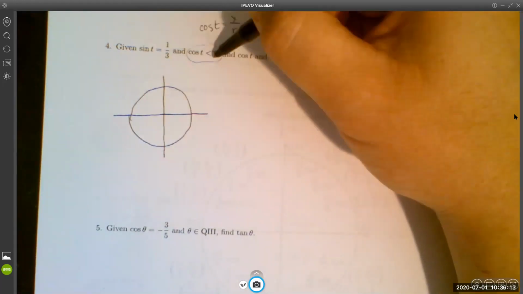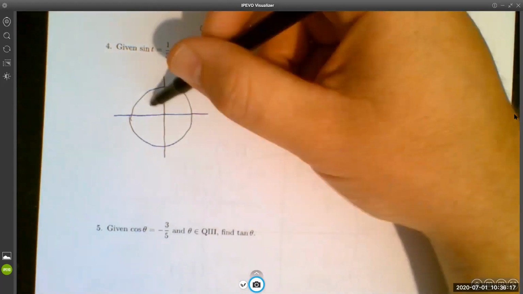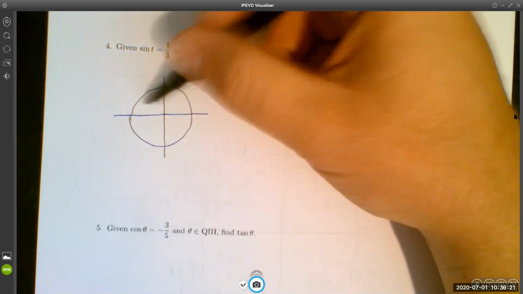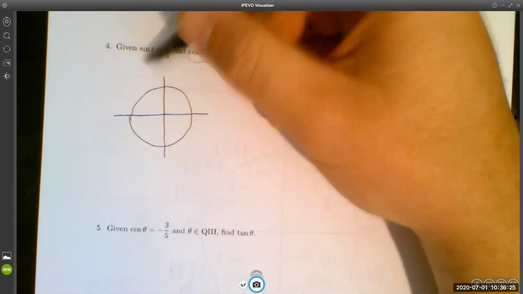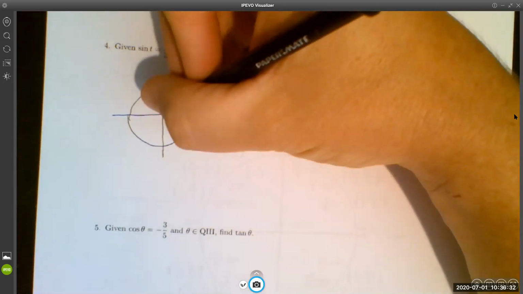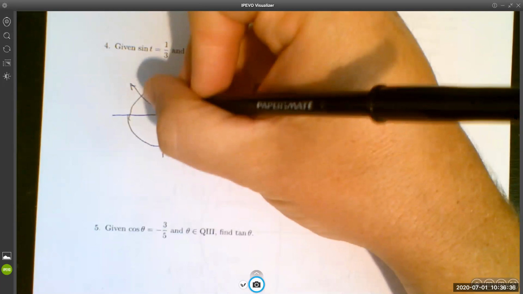So we need cosine to be negative and sine to be positive. That means we either need t to be in quadrant 2 or quadrant 3, or we need t to be in quadrant 1 or quadrant 2. The overlap happens in quadrant 2, right? So that tells us that t must be in quadrant 2. Okay, so this is kind of the picture that we have going on.